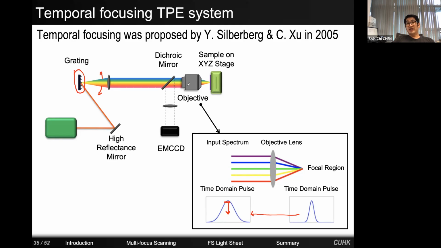And we then use an objective lens to recombine the dispersed spectrum such that they all overlap again at the focal plane. And after the focal plane, these different spectrums diverge again. So as a result, there's only one plane in space where all the colors are merged together. And as a result, only at this plane, the pulse is narrow. And everywhere else, the pulses are widened. So this practically forms a light sheet because only at this plane will the laser have an effect to generate photopolymerization.